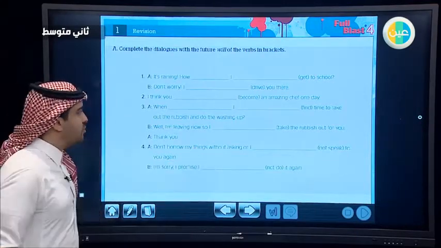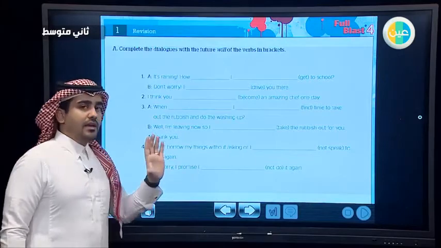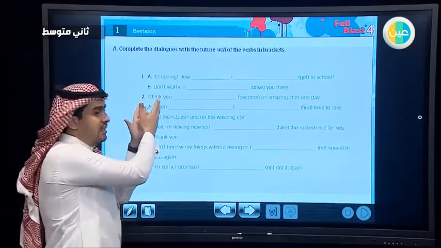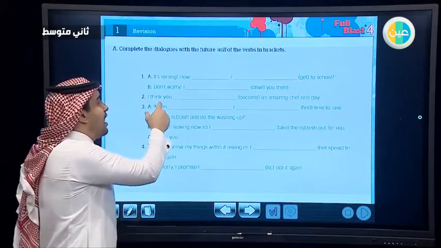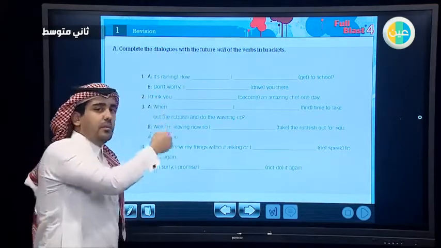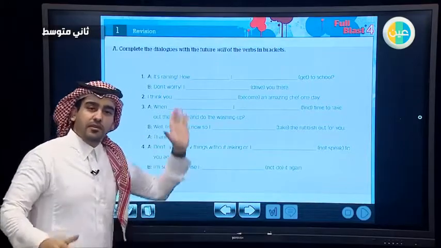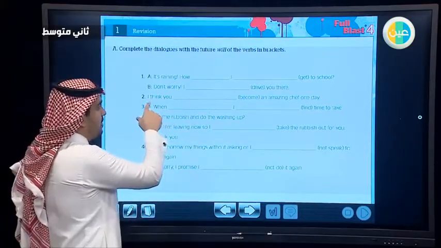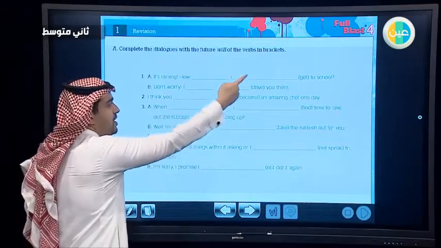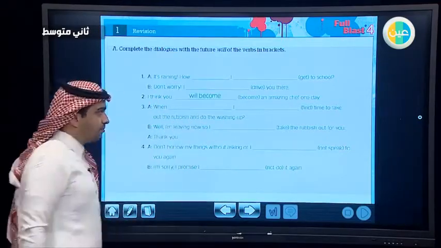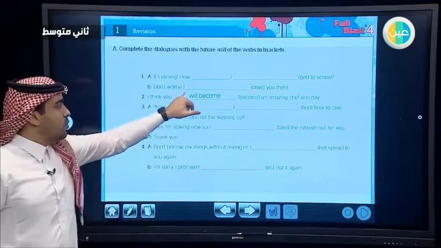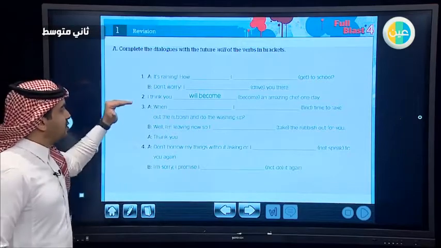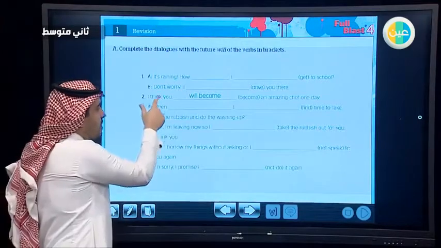It is in the future. The subject is already there, and we add will plus the verb in the main form, simply will with the verb in its base form without any additions. So it will be like this: I think you will become an amazing chef one day. This is the answer for number 2. This is an affirmative sentence using think.